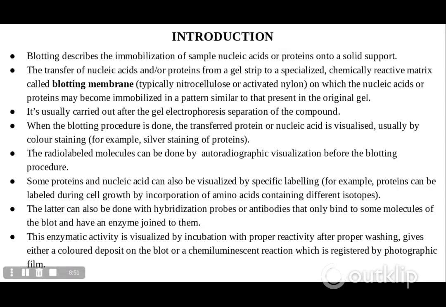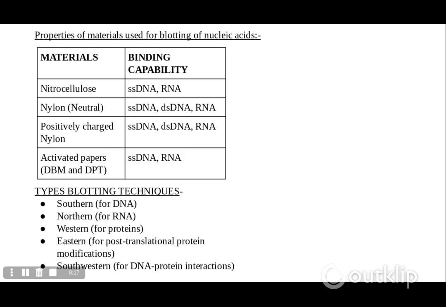When the blotting procedure is done, the transferred protein or nucleic acid is visualized usually by color staining, for example silver staining for proteins, or it can be autoradiographic visualization, which involves specific labeling, like proteins can be labeled during cell growth by incorporating amino acids containing different isotopes, or it can be a hybridization probe or antibodies. And the enzymatic activity is visualized by incubating it in a proper reactivity after proper washing, giving it either a color deposit or a chemiluminescent reaction.